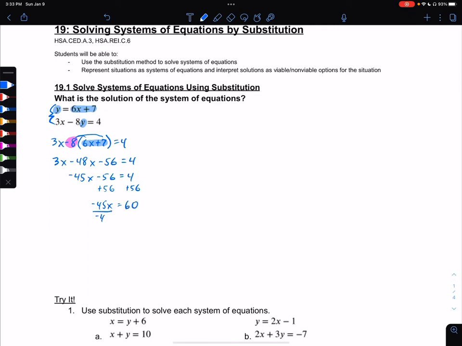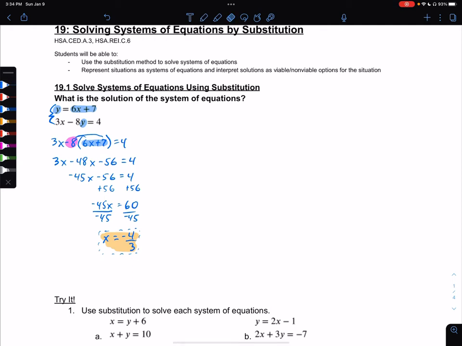And I would then divide by negative 45. We will get a decimal here. What I'm going to do is reduce this as a fraction and write that as negative 4 over 3. So this is the first part of my solution. It's my x value. Okay, so x is equal to negative 4/3. Now, the second part of this process is you need to figure out the other variable. We need to figure out what y is.